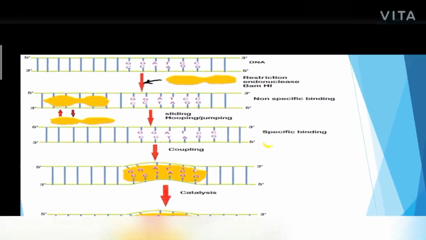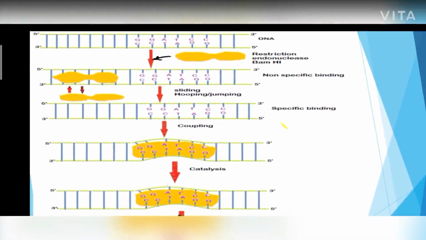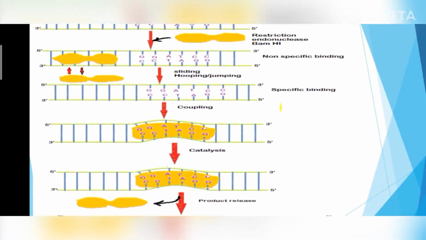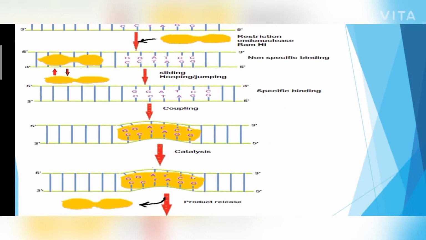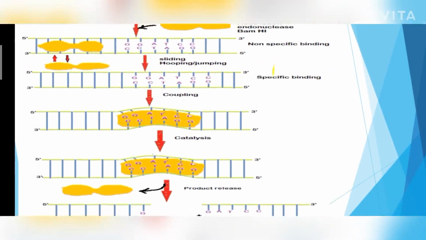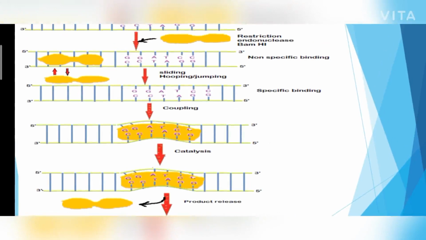In this picture we will explain how the restriction enzyme binds to the DNA strand and how it produces internal cuts. The restriction enzyme taken here is BamHI. First it shows non-specific binding. When the recognition site is nearer, the enzyme shows sliding movement, and when the recognition site is far away, the enzyme shows hopping and jumping movement for searching its site.